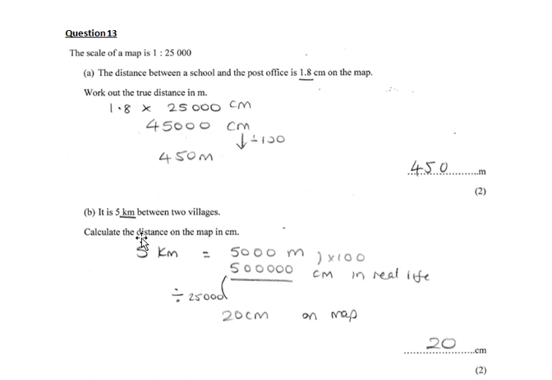Now part B is the other way around. 5 kilometers is the real distance. What is the distance on the map? Now we want the answer in centimeters, so if we convert that to centimeters first, 5 kilometers is 5,000 meters times another 100 would make 500,000 centimeters, and then divide by 25,000 this time, and it ends up being 20 centimeters on the map.